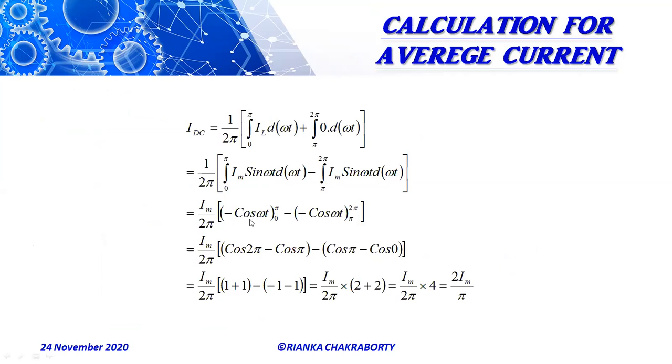So now we just calculate it. Im is the constant term, so now we write Im by 2 pi. If I integrate this, we get minus cos omega t from 0 to pi and minus cos omega t from pi to 2 pi. If we calculate this, we get the value of IDC, which equals 2Im by pi. Okay, so this is the average current for the full wave rectifier. It is for the center tap full wave rectifier as well as the bridge rectifier.